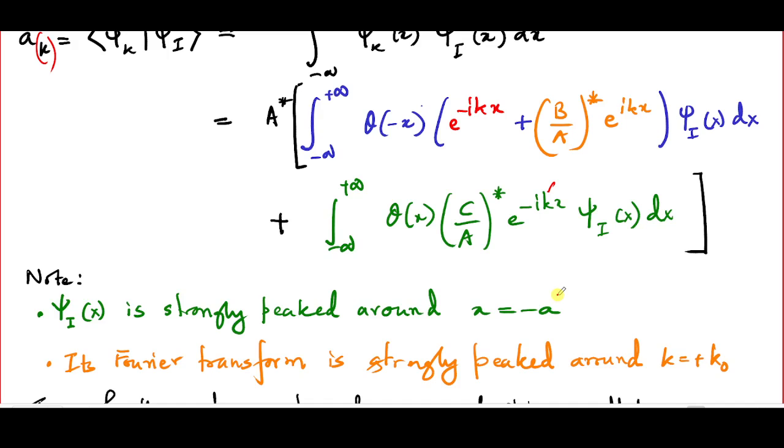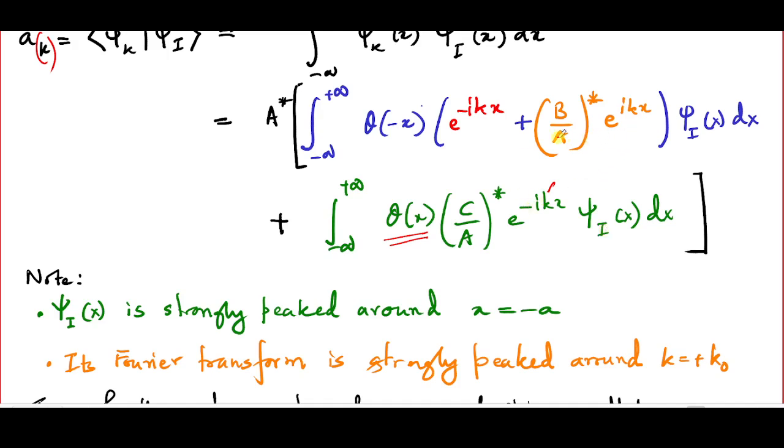Now this tells us that two of these integrals will actually not contribute to a significant degree. Firstly, psi_I(x) is strongly peaked around x equal to minus a. This integral, despite being from minus infinity to plus infinity nominally, is only from 0 to infinity because of the presence of theta(x). And that means that in the region where this integral is carried out, psi_I(x) is nearly 0, so this integral is very, very tiny, and we can ignore that.